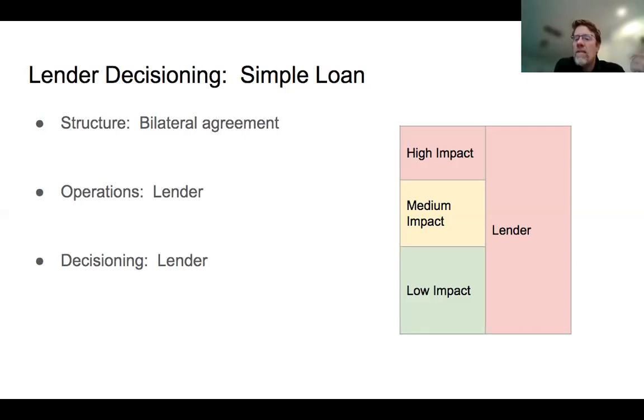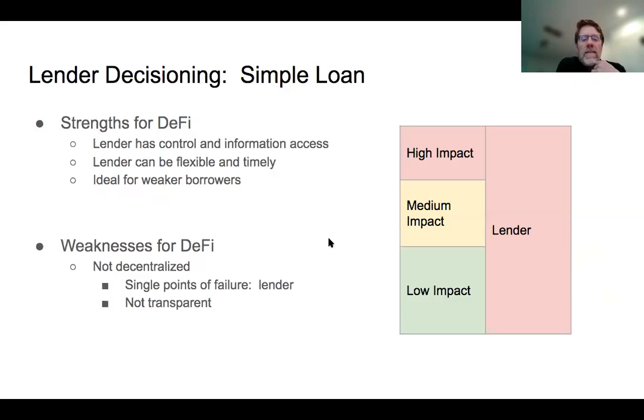Next slide, please. It works well in some areas and not as well in others. So next slide. Yeah, thanks. What are the strengths of doing it with a simple loan? The lender has a lot of control and a lot of information access. That can be very important. You want to get paid back, control matters. The lender can also be flexible and timely. If the borrower has a lot of needs to change terms, the lender typically can respond quickly and flexibly.